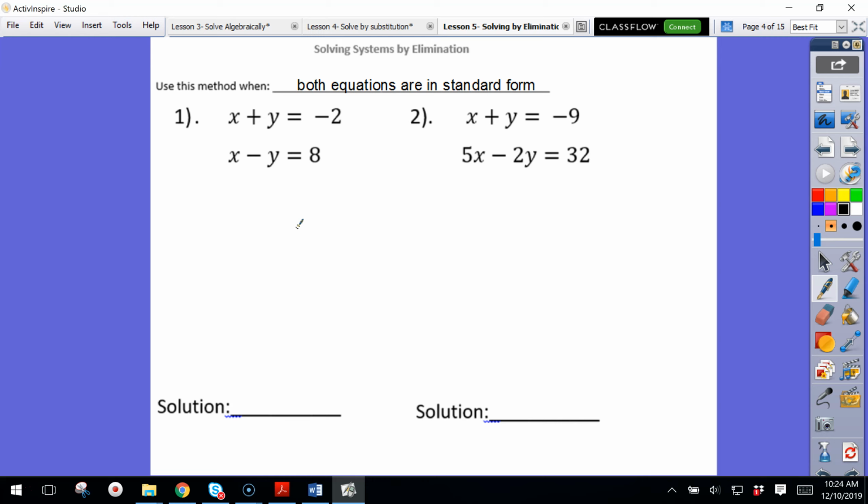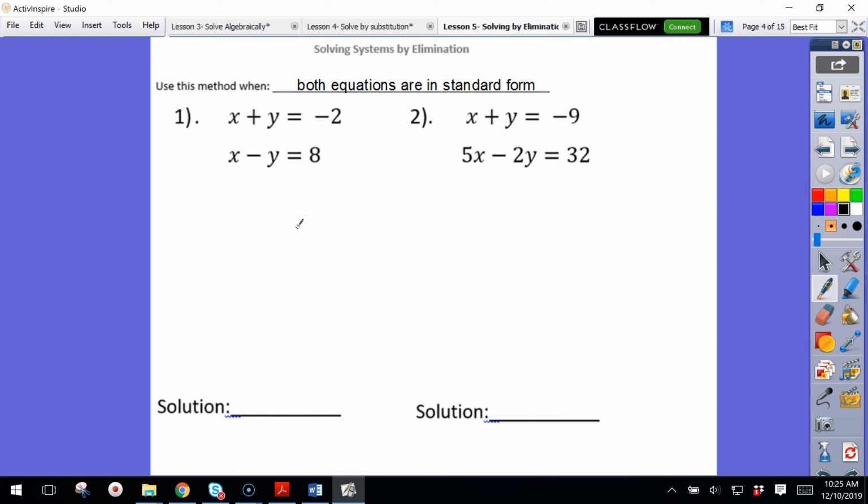And how do I cancel a variable out? Well, I have to have a different sign and the same exact coefficient. So for example, if I have 1y, negative 1y would cancel that out. If I have positive 5y, negative 5y would cancel that out. So our goal is to get that to happen. Sometimes it's going to happen pretty naturally, and sometimes we're going to have to multiply the entire equation in order to make that happen.